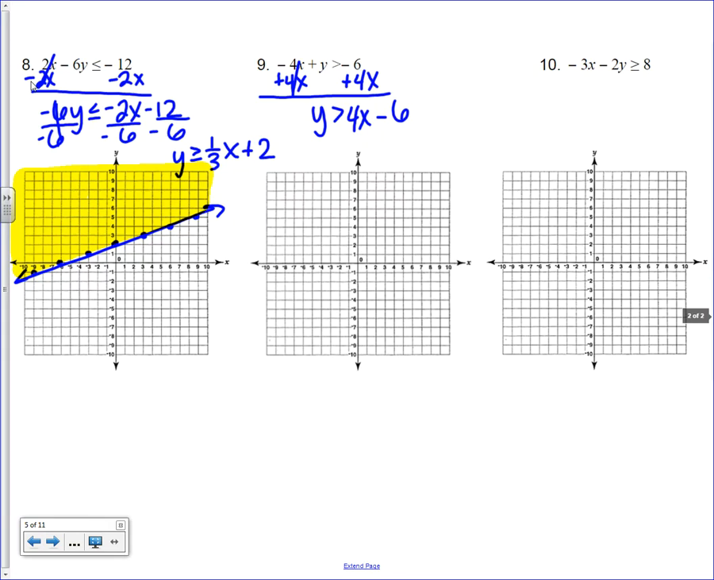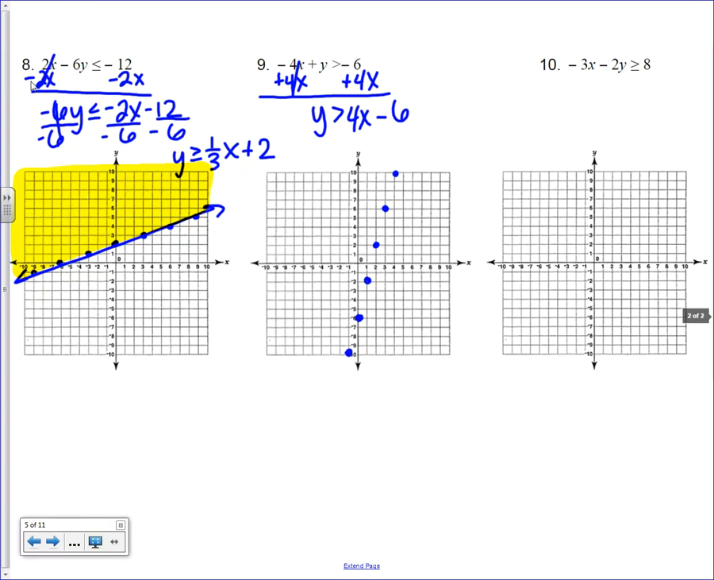Where do we start? Down here, negative 6. And now we're going to go where? See how it's a 4 up there? That's the same as 4 over 1, isn't it? Up 4 to the right 1. And then we can go down 4 and back 1.